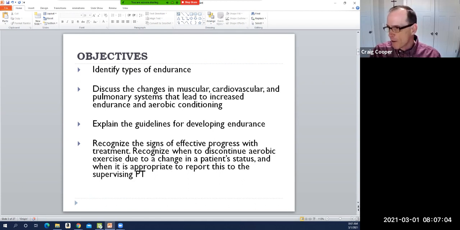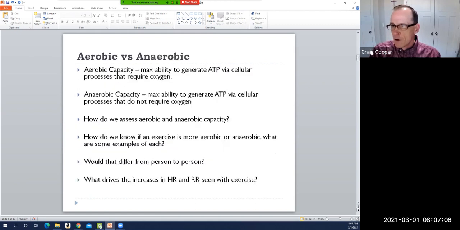So we'll go through all that stuff as well. All right, so just some definitions. Aerobic capacity: maximum ability to generate ATP via cellular processes that require oxygen.